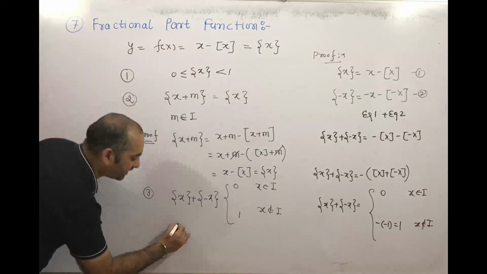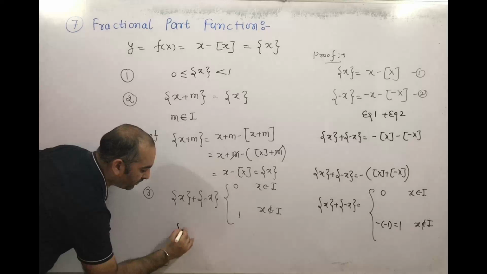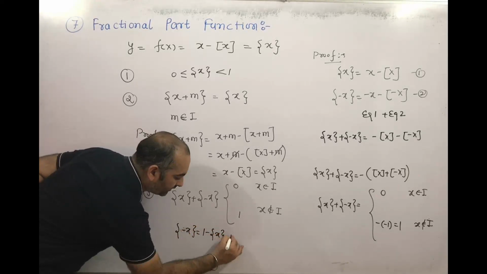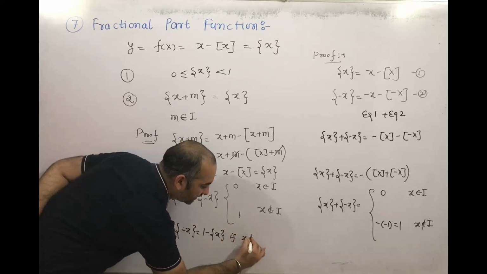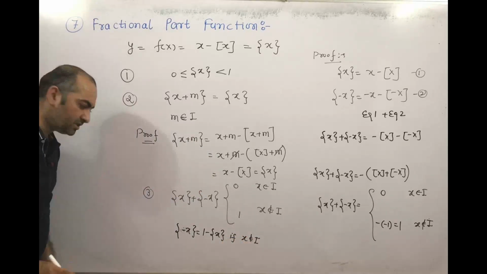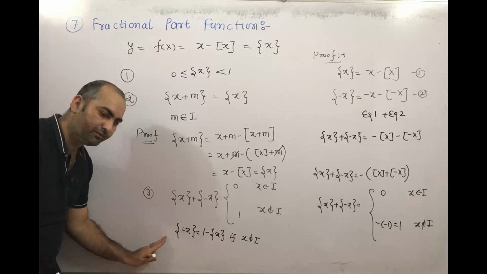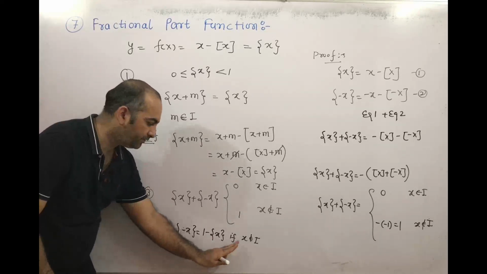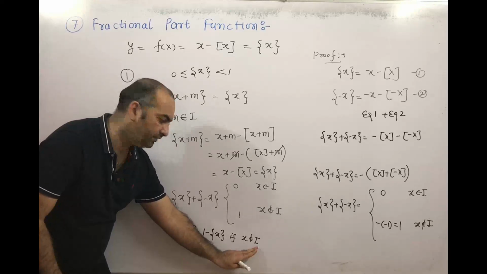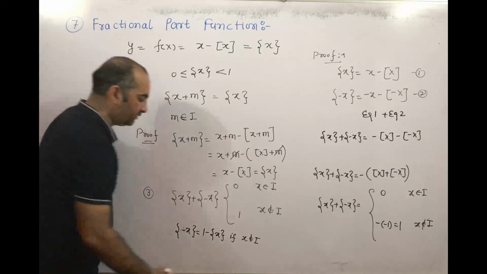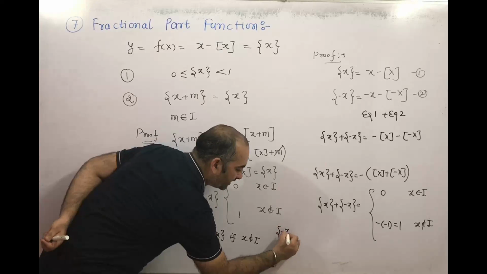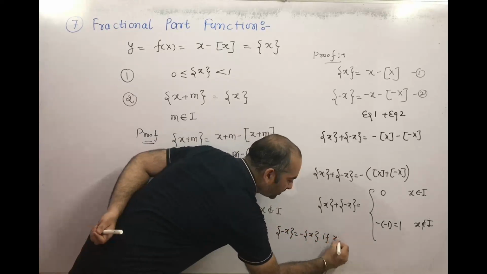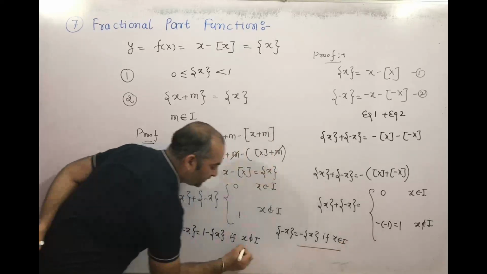So here we can write it like that: the fractional part of minus x equals 1 minus the fractional part of x if x is not an integer. Whenever the fractional part of minus x is there, if you take minus 1 outside, we can write 1 minus the fractional part of x if x is not an integer. If x is an integer, directly we can write the fractional part of minus x equals minus the fractional part of x if x belongs to the integers. So these two we have to remember.